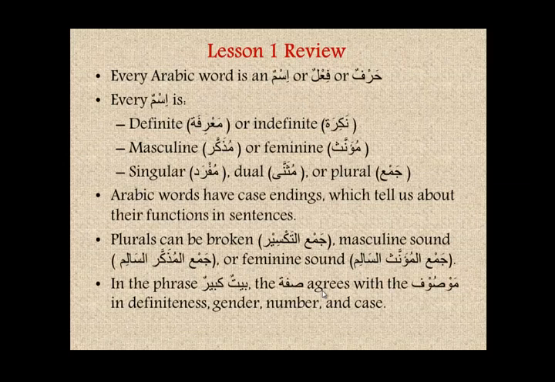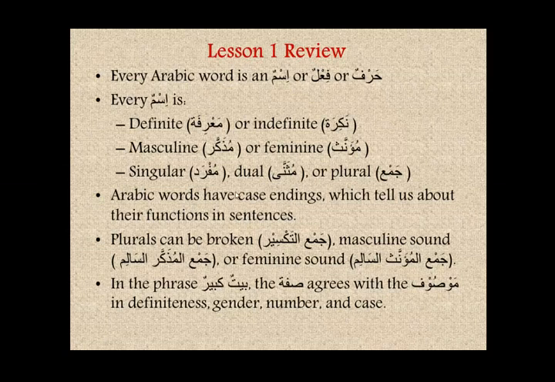So that brings us to the end of lesson number 1. Here is a quick review. Every Arabic word is either an ism, a noun or a pronoun, a fi'l, a verb, or a harf, a particle. Every ism is either definite, ma'rifah, or indefinite, nakirah. Every ism is also either mudhakkar, masculine, or mu'annath, feminine. And also, every ism is numbered. It can be singular, mufrad, dual, muthanna, or plural, jama'.